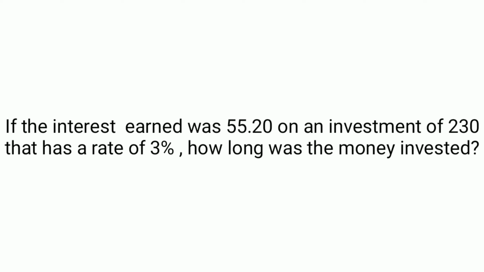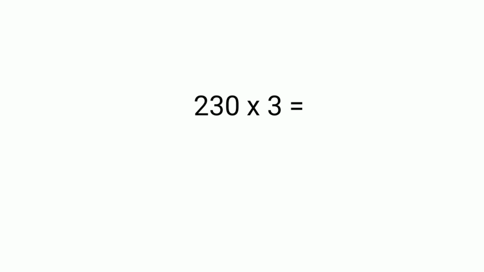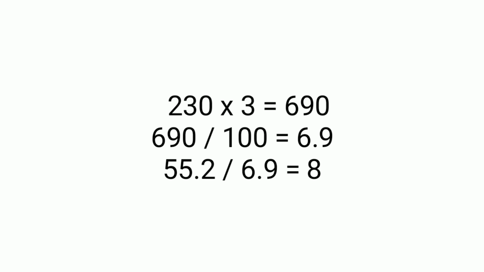And the last problem, if the interest earned was 55.20 on an investment of 230 that has a rate of 3%, how long was the money invested? So first, we are going to multiply the investment amount of 230 by the interest rate of 3 to get the amount of 690. And next, we are going to divide 690 by 100 to get 6.9. And then lastly, we are going to divide the interest of 55.2 by 6.9 to get the time of 8.